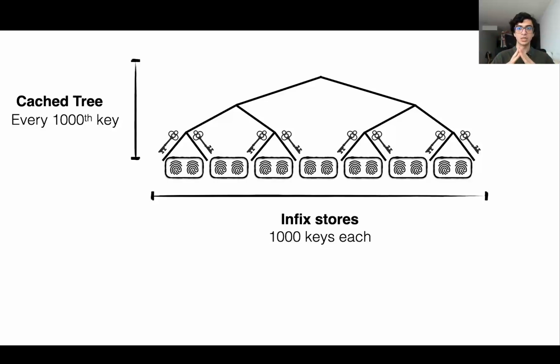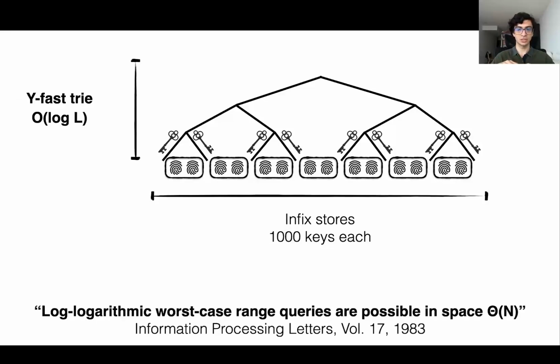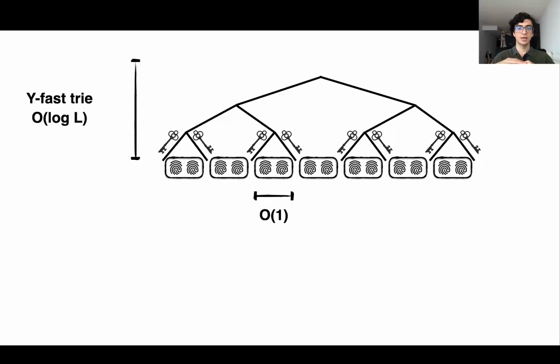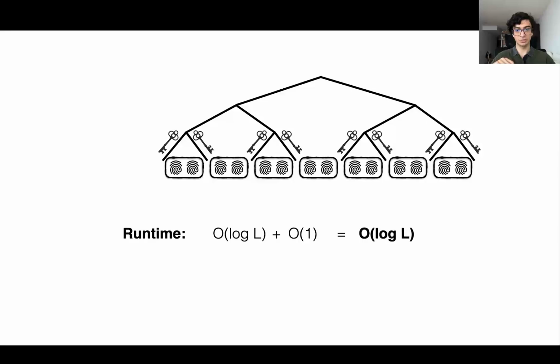Okay, so all in all, we have a cache tree in our data structure and a bunch of infix stores. We actually implement our cache tree using a YFast trie, which is a cute data structure from back in the 80s. You can think of this as basically giving you successor search in O of log L time, where L is the length of the key that we're searching for. This is in contrast to traditional tries, where successor search took O of L time as opposed to log L, because we had to traverse the entire trie. So YFast tries give us an exponential speedup over traditional tries. And well, each infix store we argued is constant time, so all in all, we have a total runtime of O of log L for our data structure.